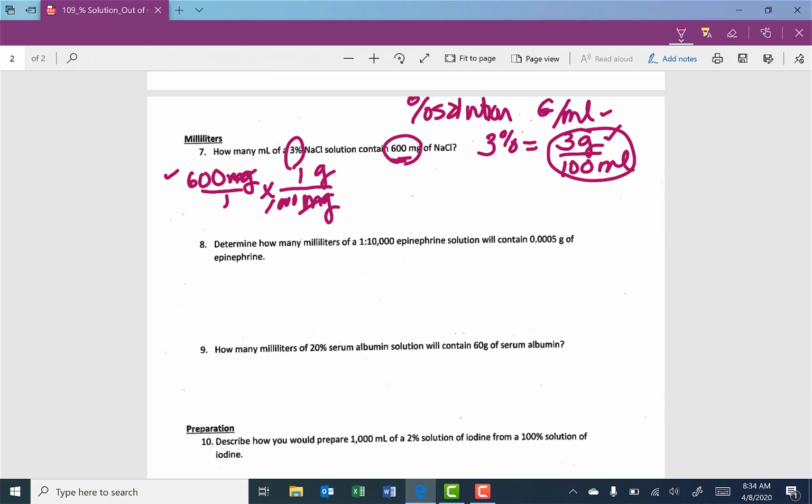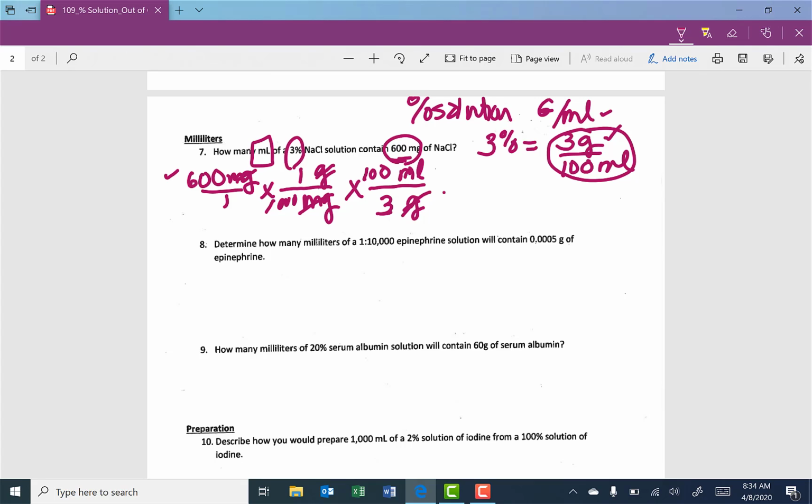Now, are we able to use our percent solution? Yes, because we can now use our 3 grams over 100 milliliters. But notice our grams is up here. So we have to put our grams down here and our milliliters in the numerator. And what do we have? We have 3 grams and 100 milliliters. Grams cross out, and we're left with milliliters, which is what they wanted.